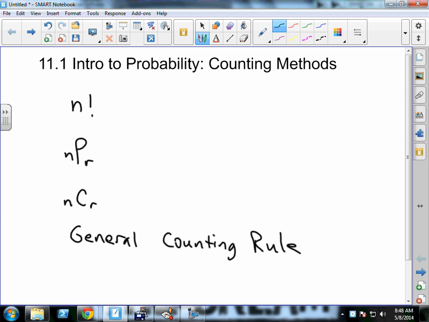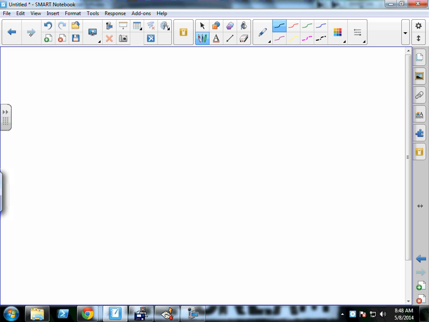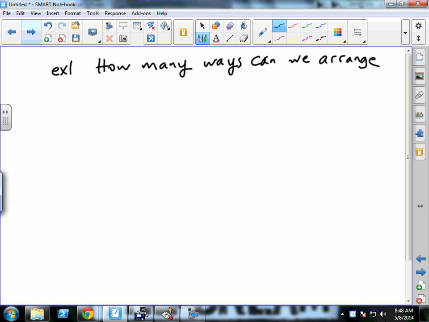So the first thing we're going to do is start off with an example that goes like this. Example 1, how many ways can we arrange the following letters? So we're going to be arranging some letters. You ready for this? The letters are E, S, and X. Okay? How many different ways can we arrange those letters?